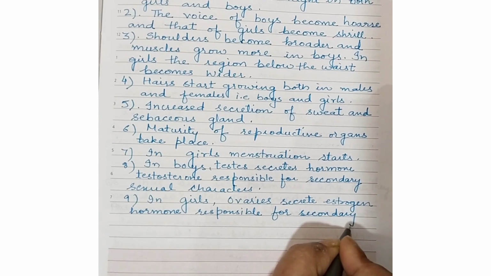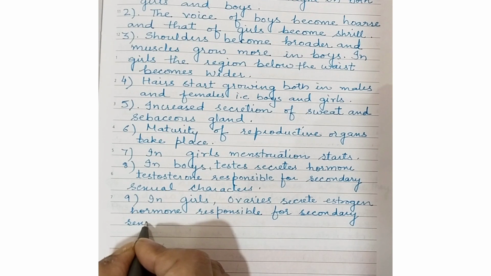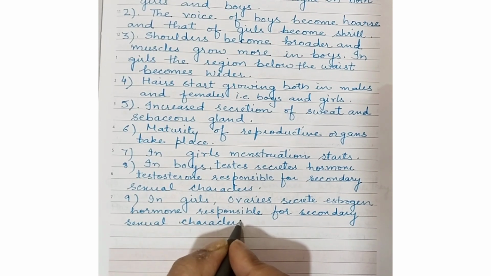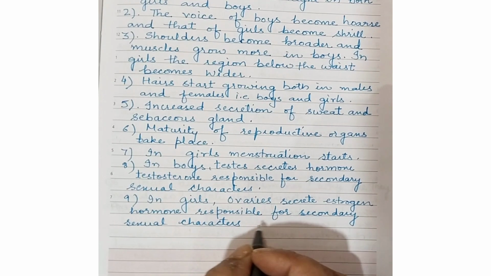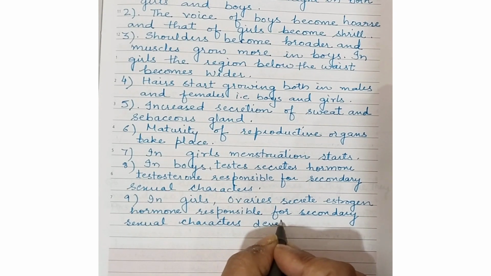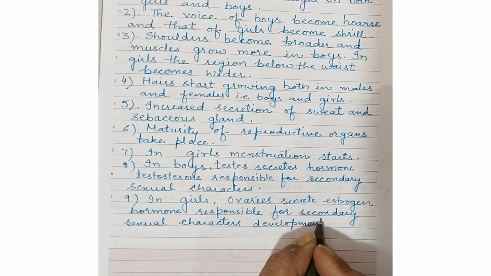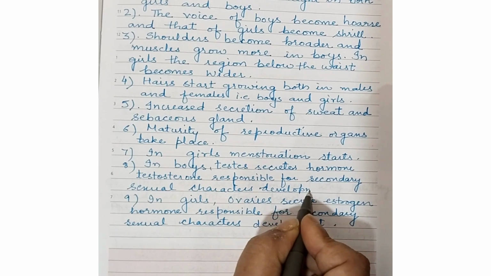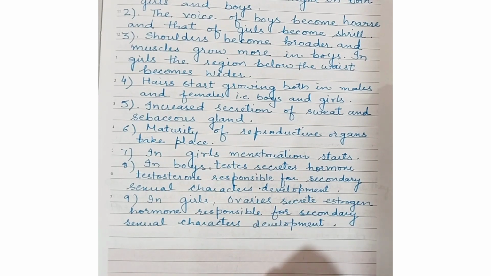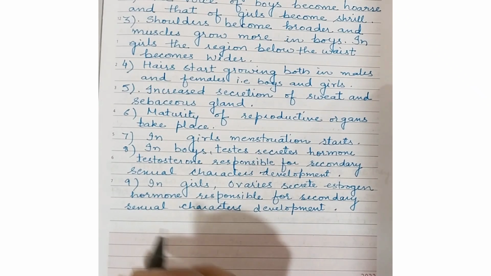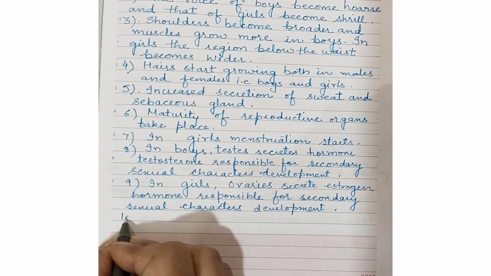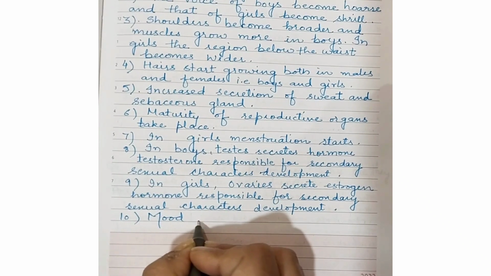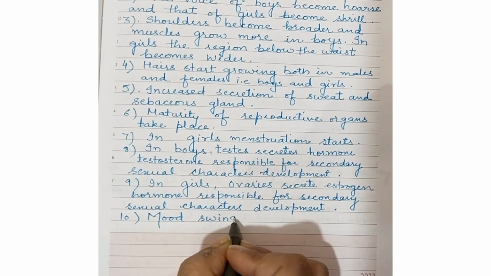So, such changes you can see both in boys and females happen due to secretion of hormones. For example, you can see the characters in boys, growing of hair, broadening of shoulders. In females, the breast size increases. All these are done just because of the secretion of these two hormones.